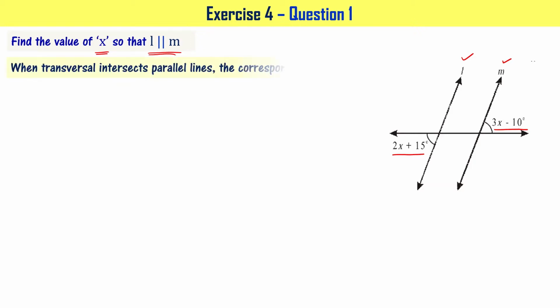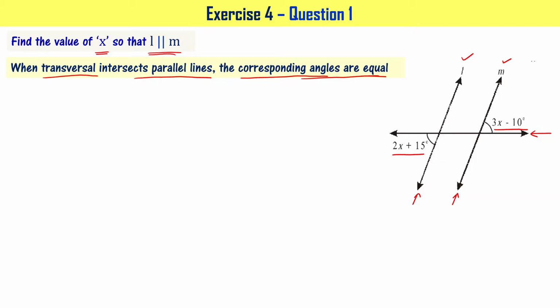You may recall that when a transversal intersects parallel lines, the corresponding angles are equal. Here, line L and line M are parallel lines, right? And the horizontal line is the transversal, which is intersecting these two parallel lines, right? Now, we have a transversal intersecting two parallel lines. This statement says that the corresponding angles are equal. What are the corresponding angles?